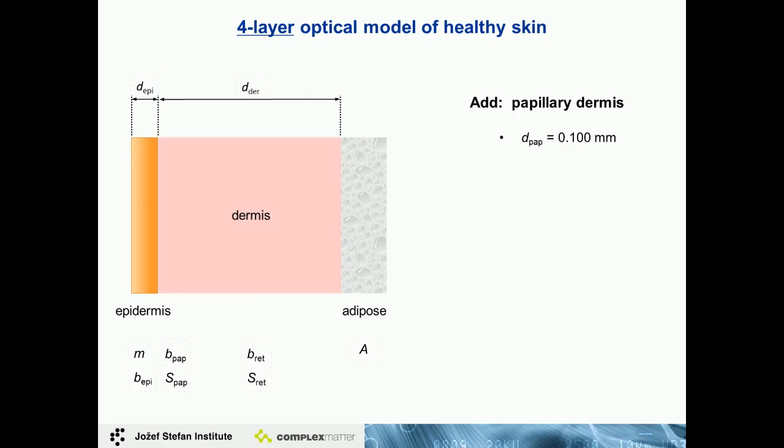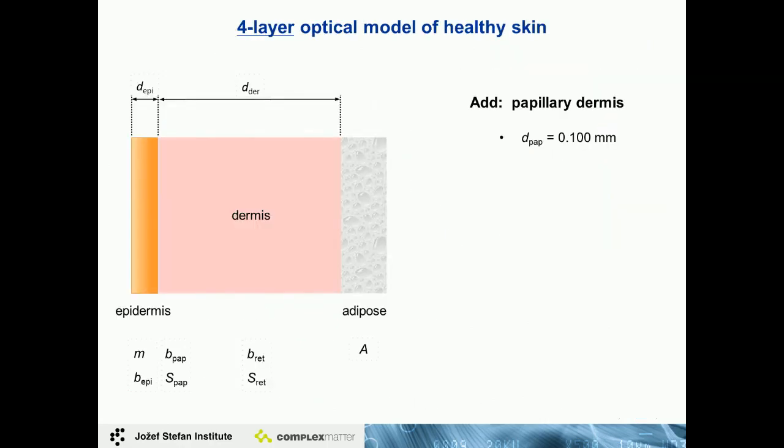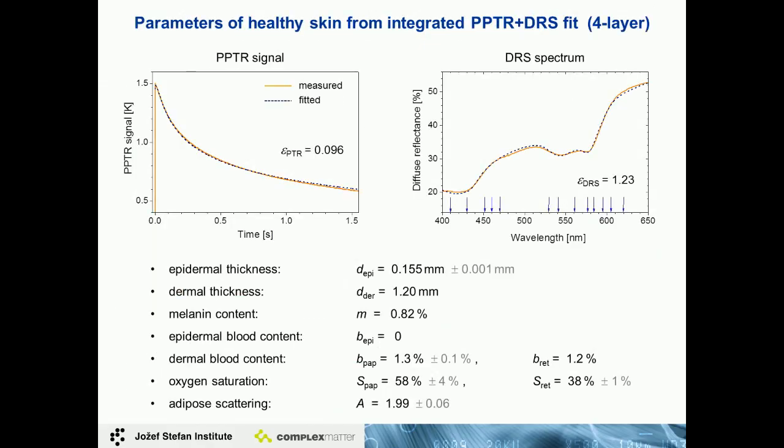Okay, so we still weren't totally happy with this fit, and also the results are a little bit controversial, so we have introduced an additional layer to account for the difference between the papillary dermis and the rest of it. And this introduces two new variables, so the parameter space is expanding as we do that, and here are the results. Interestingly enough, the match did not improve at all, so we are kind of stuck at this point.